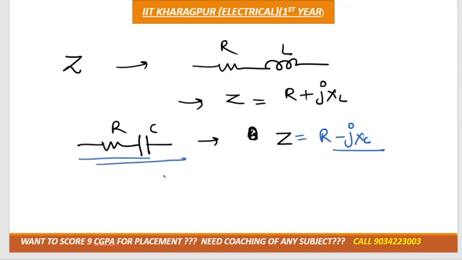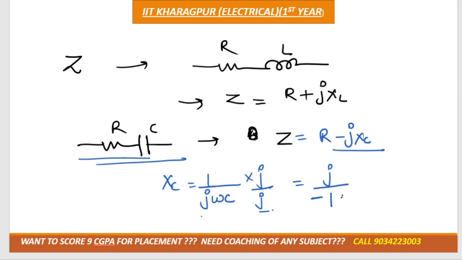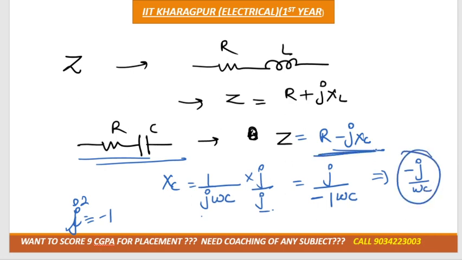Why is it so? Because as I told you, XC is equal to 1 by j omega C, right? So we will never leave the j term in the denominator. We always take the j term in the numerator. So we can multiply by j and divide by j. So that would be j divided by j square. J square is how much? Minus 1, like iota square is minus 1. Similarly, we have j square equal to minus 1. So minus 1 into omega C gives minus j by omega C. So we can write minus jXC.